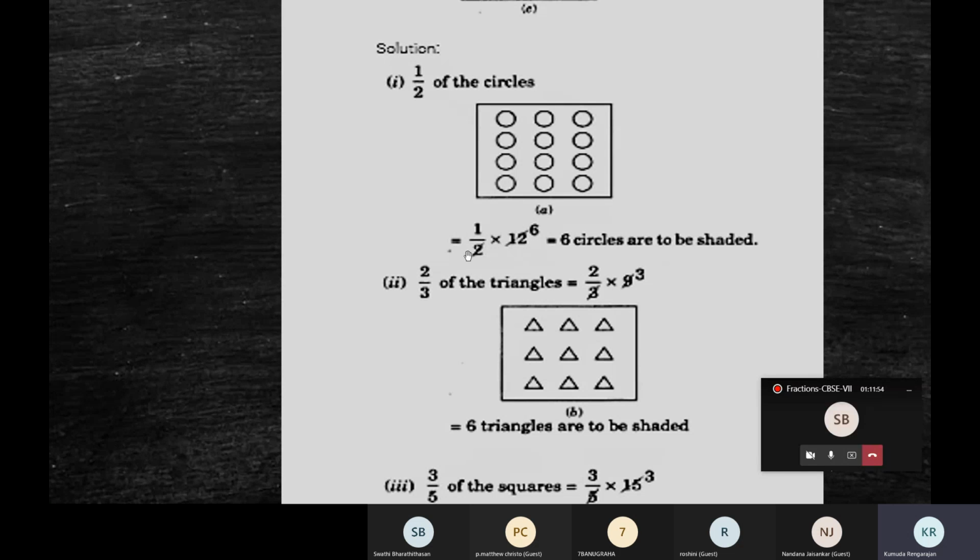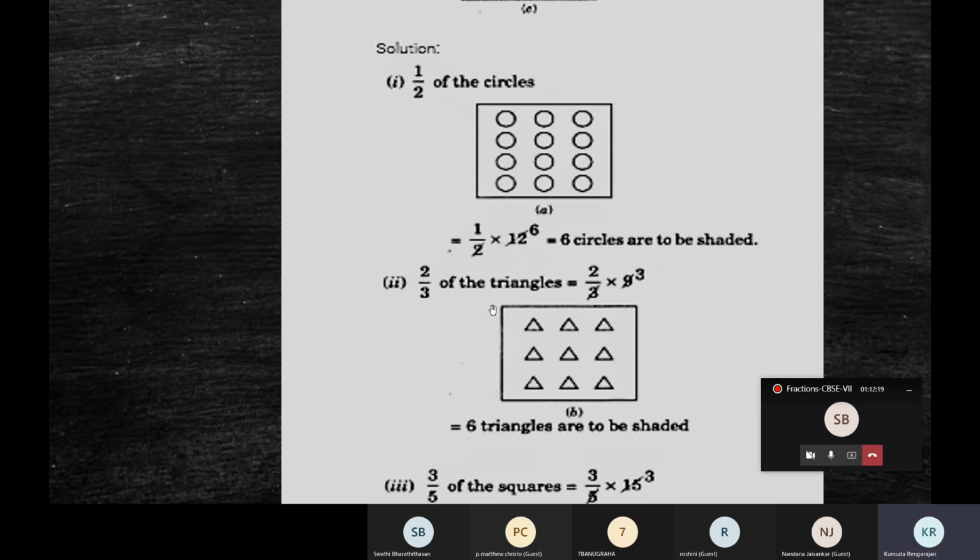12 is in the numerator and this 2 is in the denominator. So you can cancel them using the same table. 2 1s are 2, 2 6s are 12. Simplify like this. Don't wonder how they are cancelled. 12 is in the numerator because it's 12 by 1. 12 in the numerator, 2 in the denominator. Simplify and 6 into 1 is 6. So 6 circles are to be shaded.